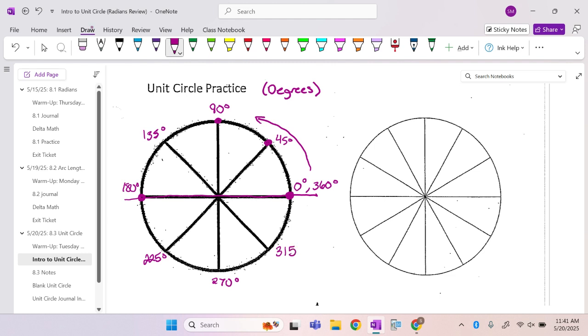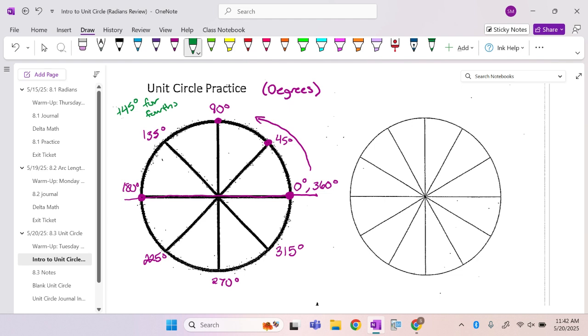Not 325, it's 315. So does anyone know the pattern here? If I go from 0 to 45, I add 45. 45 to 90, I do what? Add 45. 90 to 135, what do I do? Add 45. So if you notice, between all of these, we're adding 45. So that's the pattern here. Add 45 degrees. 4/4. All right. So that's the part of the unit circle that's in fourths.